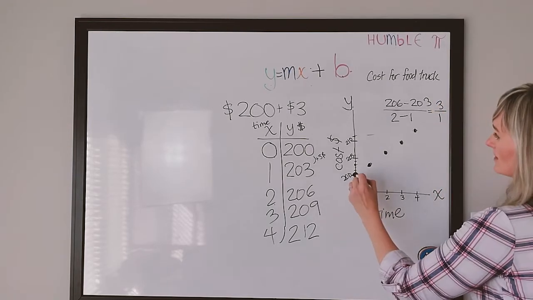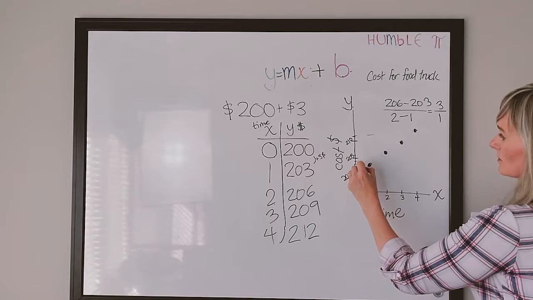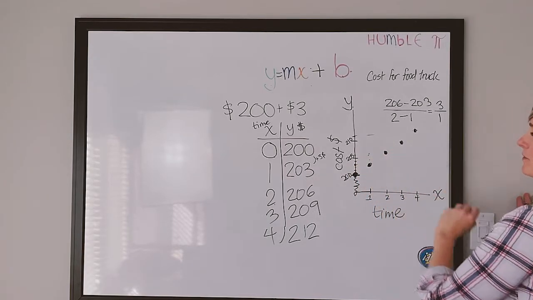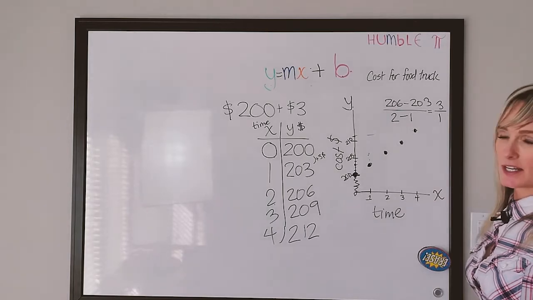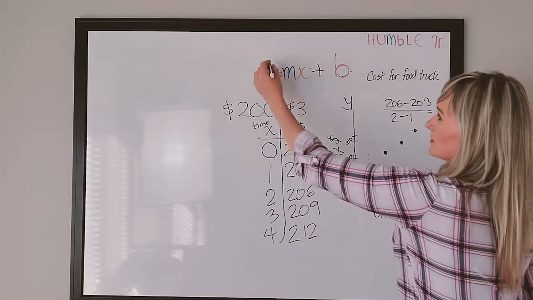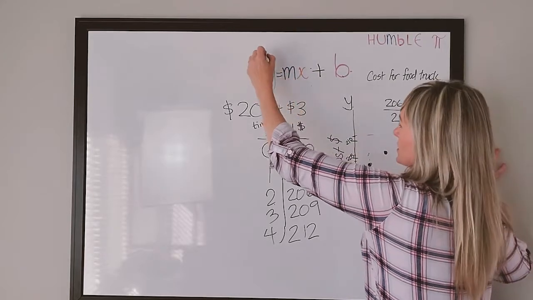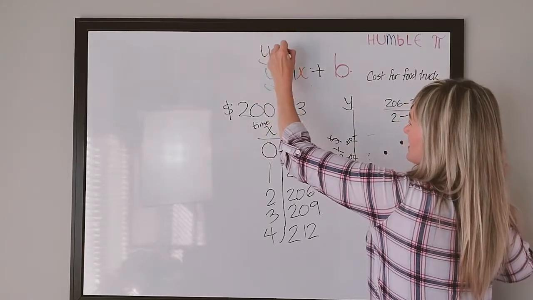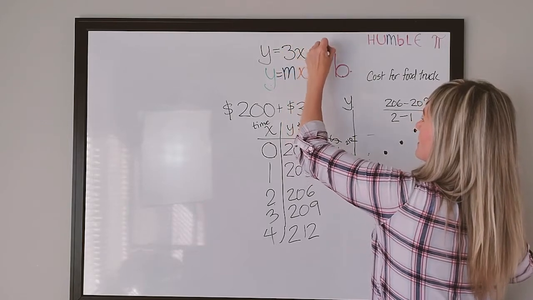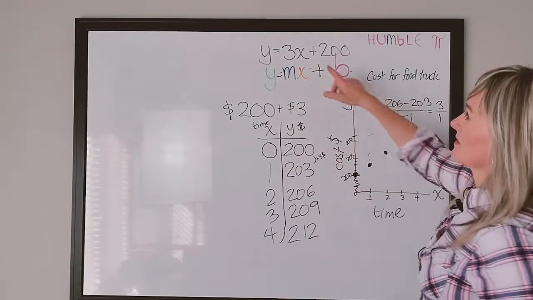That means every single time I go up 1, 2, 3, I go over 1. Up 1, 2, 3, I go over 1. That tells me my rate of change. So for a question like this, you can easily figure out your y equals mx plus b just by creating your equation like this. That would be the equation of this line.